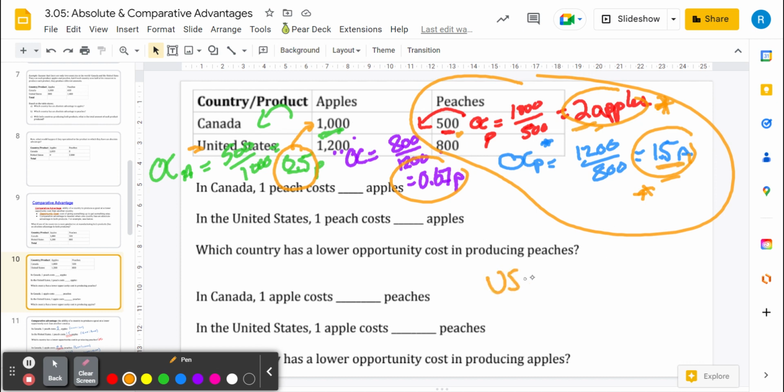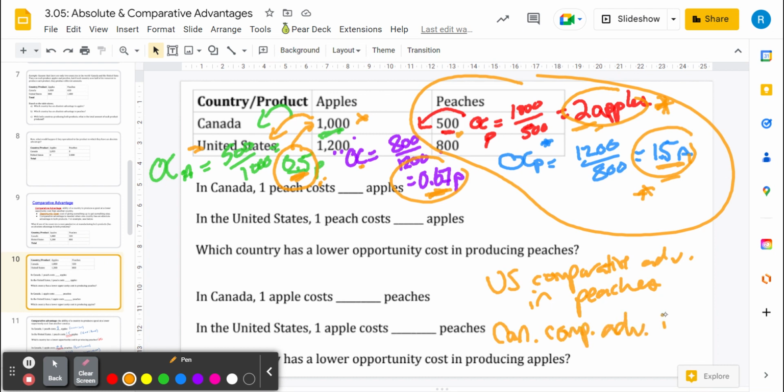So the punchline here is the US has the comparative advantage in peaches, which means that Canada will always have the comparative advantage in the other one, but let's double check. So in apples, the opportunity cost for Canada to make an apple, this is the green part right here that we calculated, was 0.5 peaches, and the opportunity cost of America to make an apple was 0.67 peaches. So who has the lower opportunity cost of making an apple? That would be Canada, because 0.5 is lower than 0.67. So you'd say then Canada has the comparative advantage in apples.